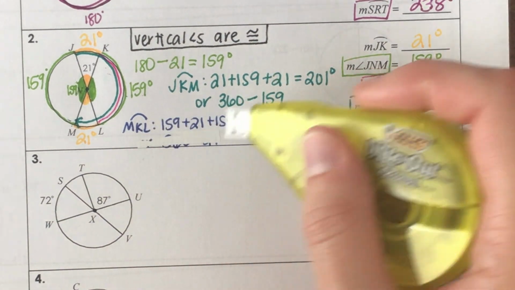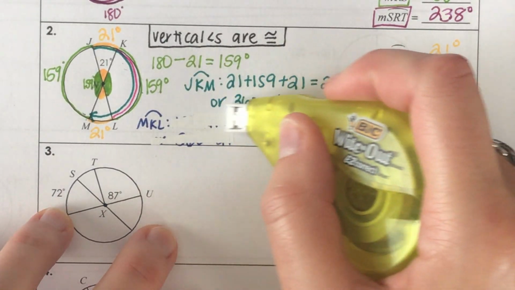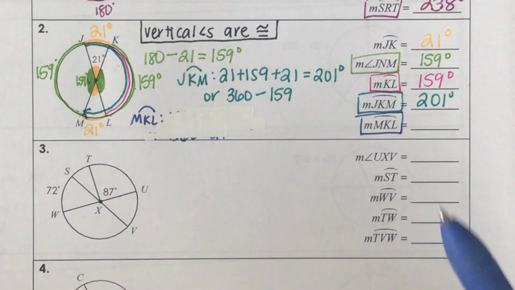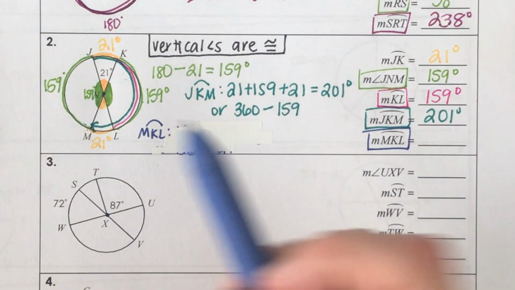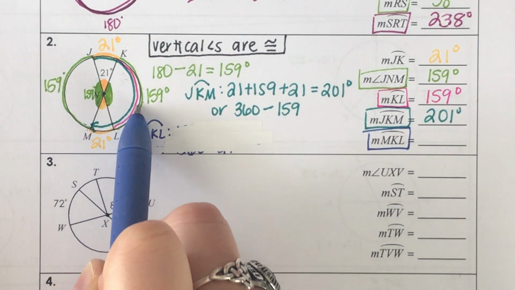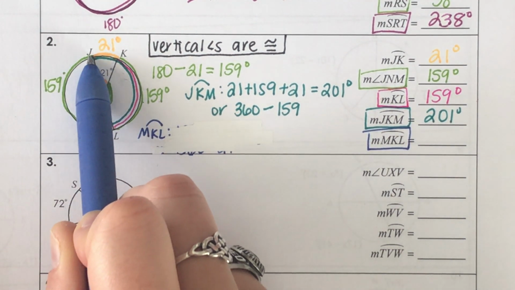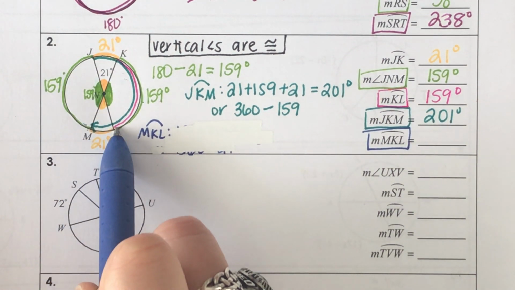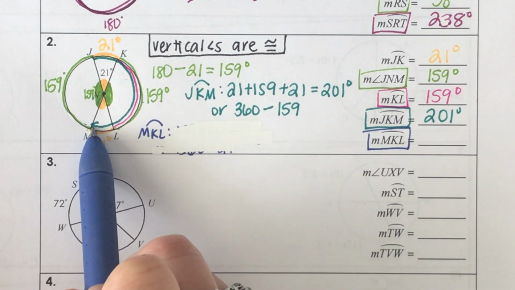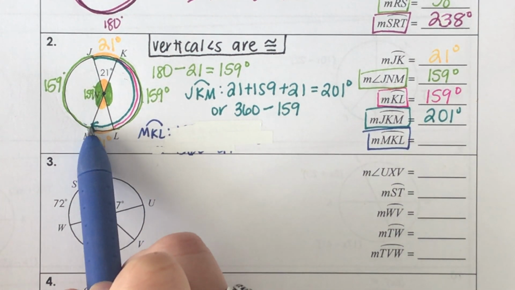Oh, Miss Damaso making mistakes. Look at her. I apologize, guys. Oh, went the wrong way. Okay, here's why I went the wrong way. I have to go from M through K all the way back around to L. So I'm making a full circle, and then I'm adding to it another 21 degrees.